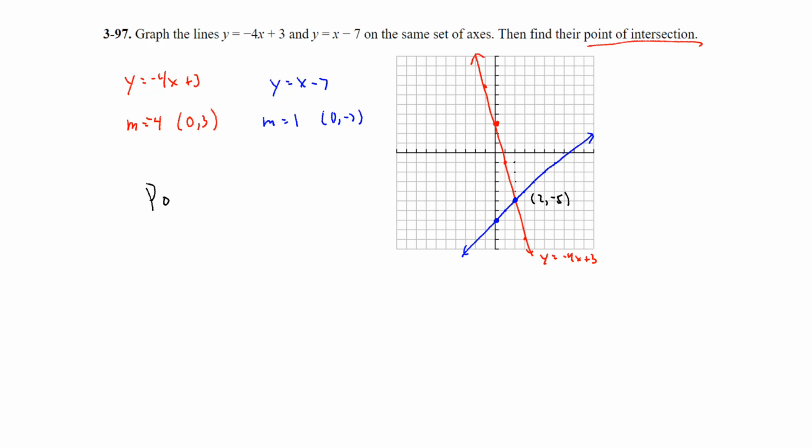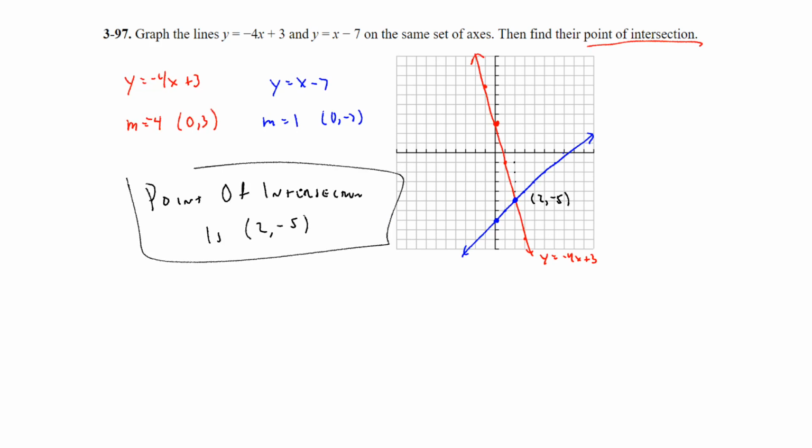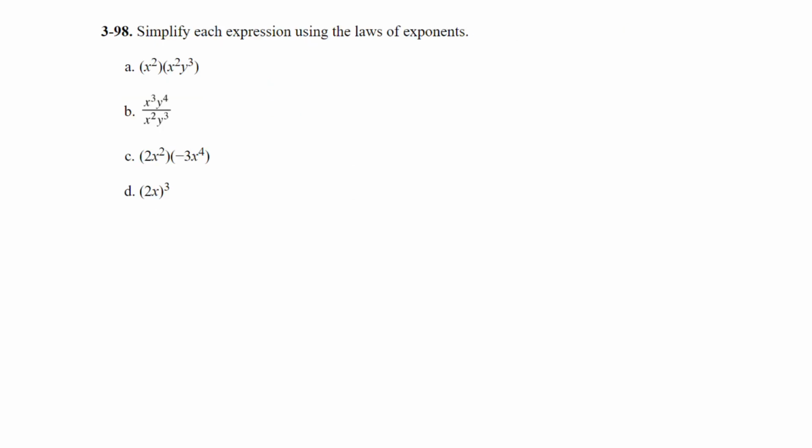So therefore the point of intersection, because we do want to make sure that we are answering this question, is (2, negative 5). So we've graphed the lines, we've identified the point of intersection as well. Question 98, simplify each expression using the laws of exponents.